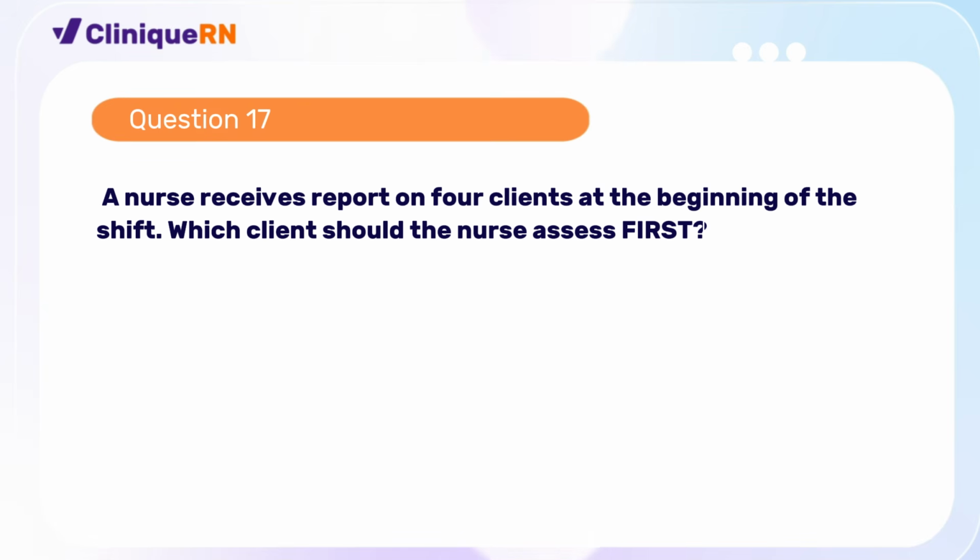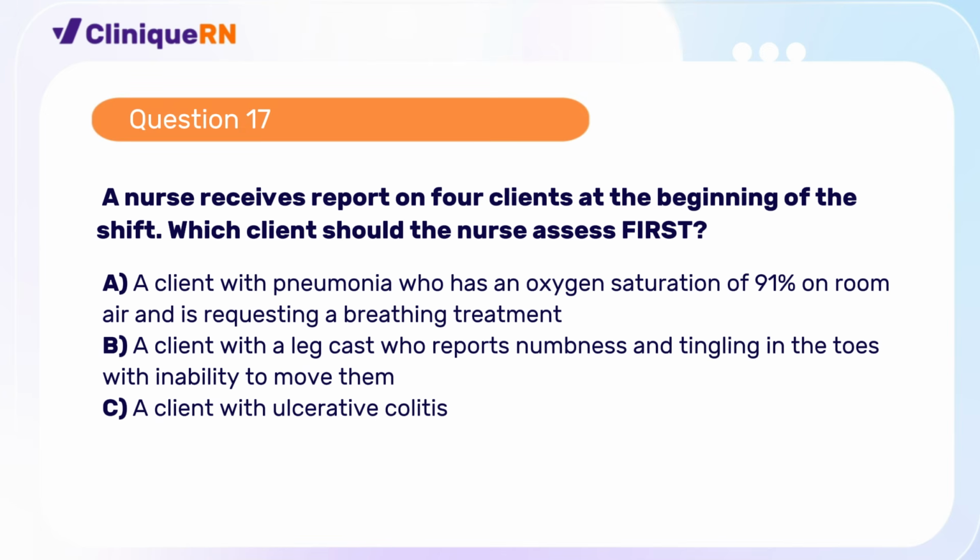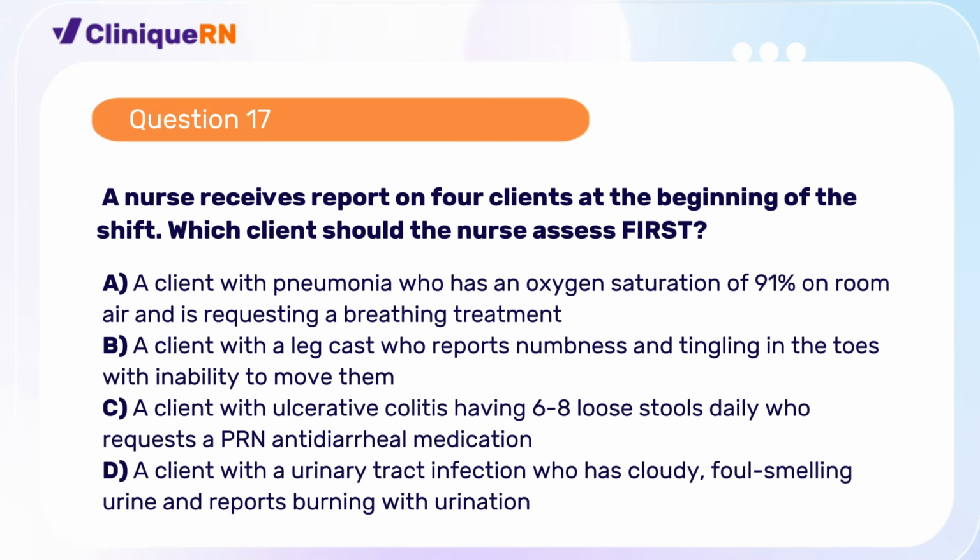Question 17. A nurse receives report on 4 clients at the beginning of the shift. Which client should the nurse assess first? A. A client with pneumonia who has an oxygen saturation of 91% on room air and is requesting a breathing treatment. B. A client with a leg cast who reports numbness and tingling in the toes with inability to move them. C. A client with ulcerative colitis having 6 to 8 loose stools daily who requests a PRN antidiarrheal medication. D. A client with a urinary tract infection who has cloudy, foul-smelling urine and reports burning with urination.